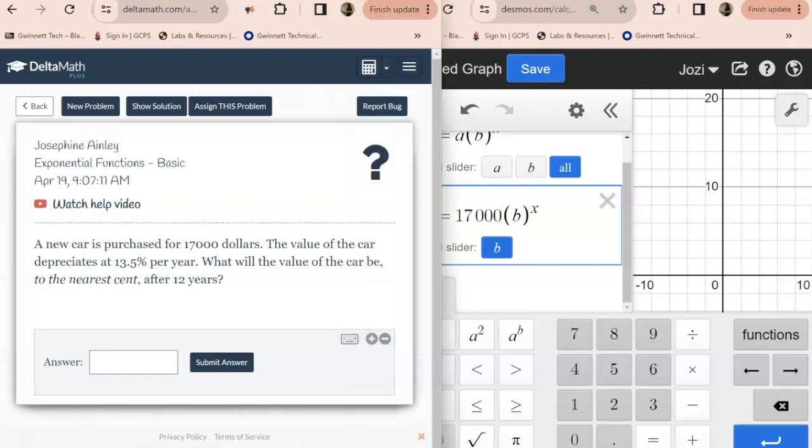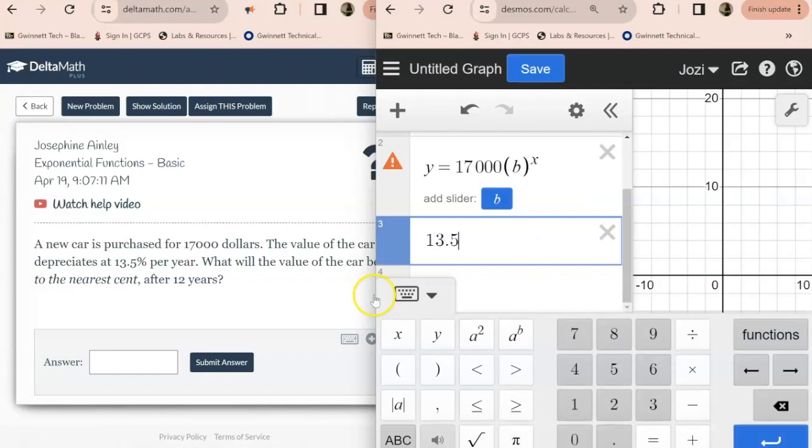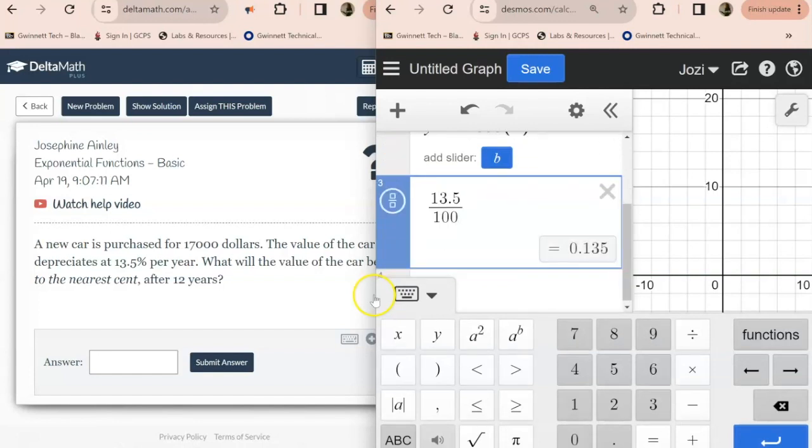The value of the car depreciates. That means it goes down at this percent. So remember, the growth and decay is you make the percent into a decimal. Get rid of the percent, right? And so to get rid of the percent, you do 13.5 divided by 100. Now this is not a percent, so this is a decimal.